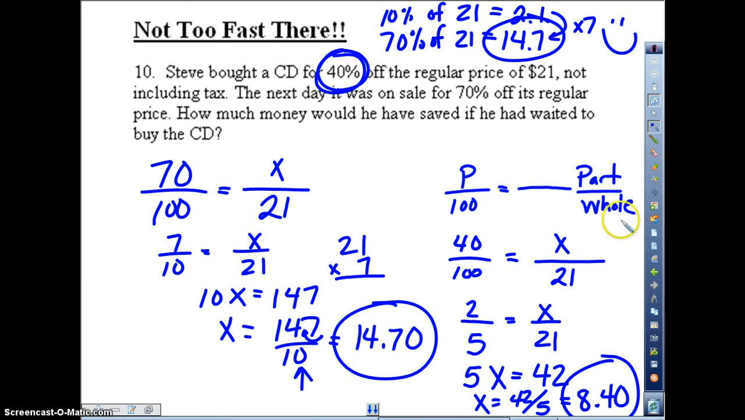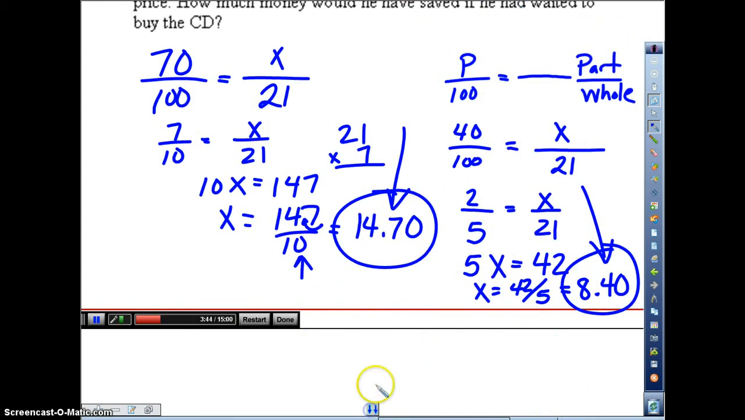Okay, let's answer the question now. The question was, how much money would he have saved if he had waited to buy the CD? How much money would he have saved if he had waited and bought it this day as compared to this day? What's the last step? Yes, you're going to subtract. Let's take $14.70 and subtract $8.40.